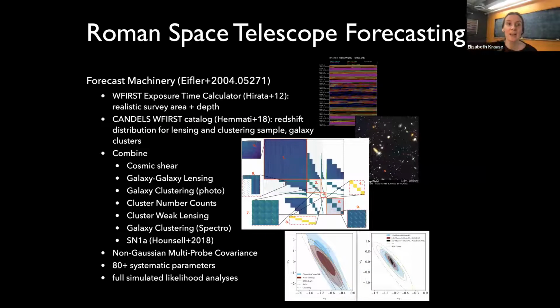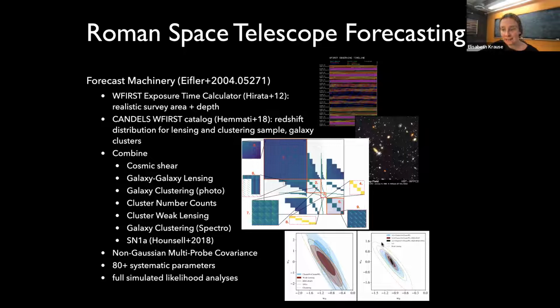We have gone through very detailed forecasts of the performance of the baseline high latitude survey on Roman Space Telescope, where I don't want to bore you with the details here. But basically after marginalizing over more than 80 systematic parameters in a full simulated likelihood analysis, we combine cosmic shear, galaxy-galaxy lensing, galaxy clustering in a photometric and spectroscopic survey, cluster number counts, cluster weak lensing, and supernovae Ia to arrive at certain predictions for how well the baseline survey will do.